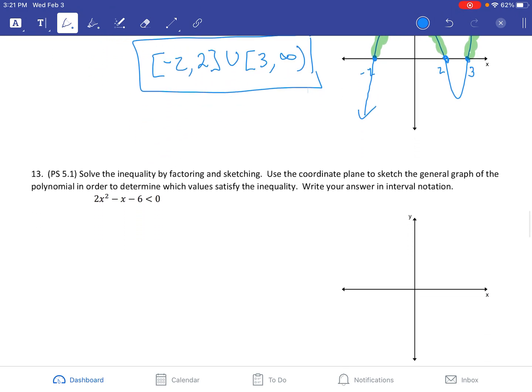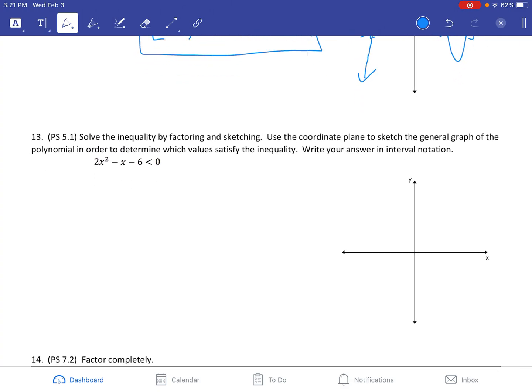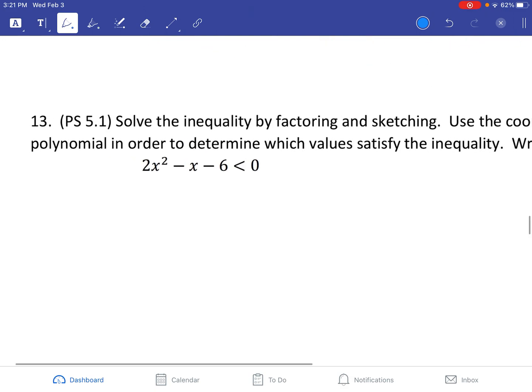Okay. So, same kind of idea. We have to factor this. We got 2 times negative 6 is negative 12. Factors of negative 12 that give you negative 1 would be negative 4 and positive 3. Use the 2 as our denominator and then reduce. Negative 2 over 1 and 3 over 2 can't be reduced.